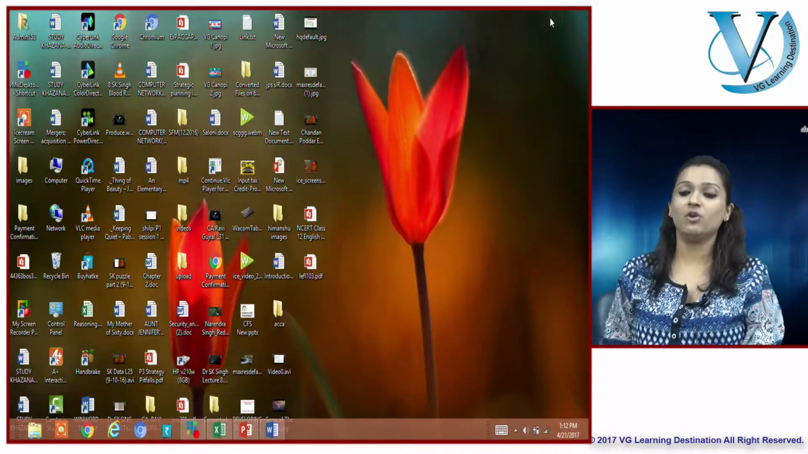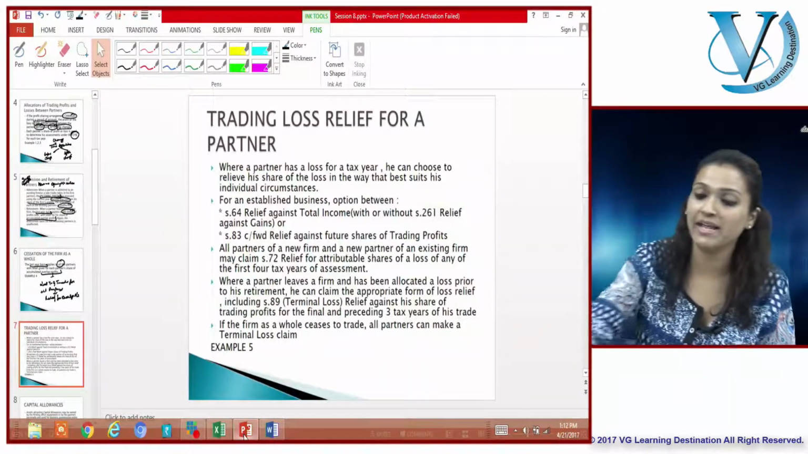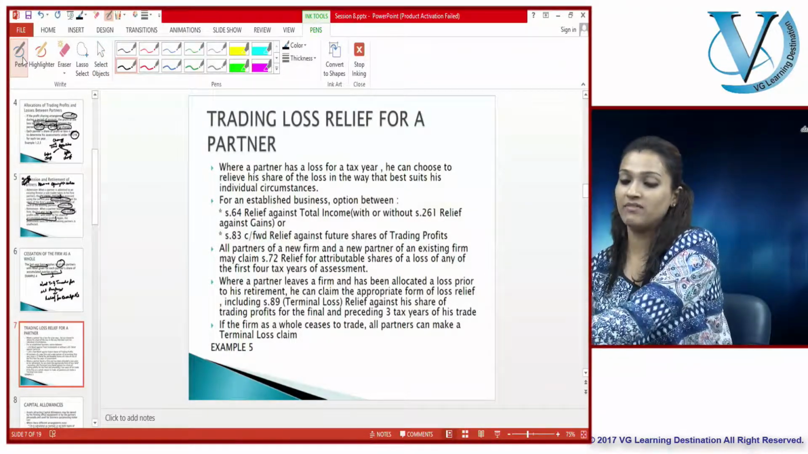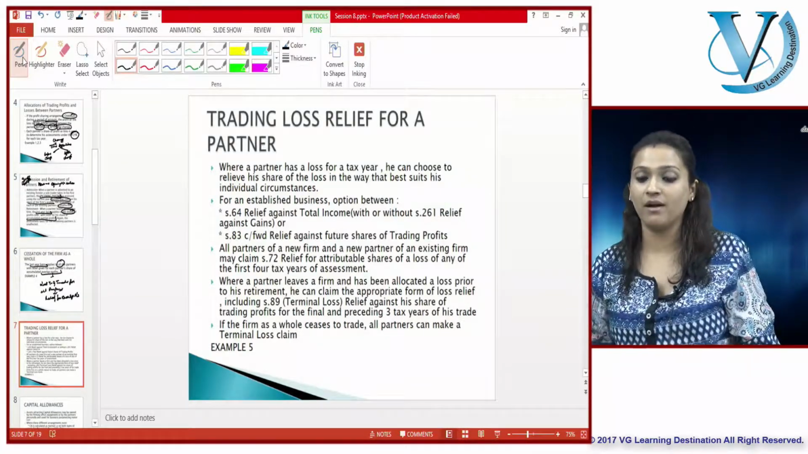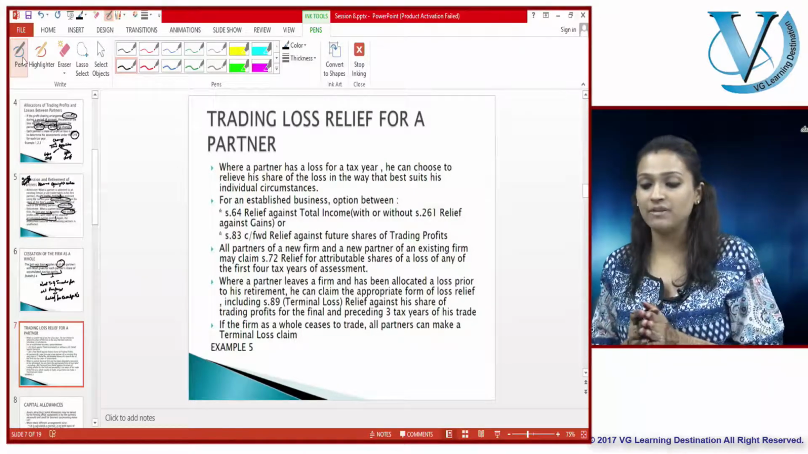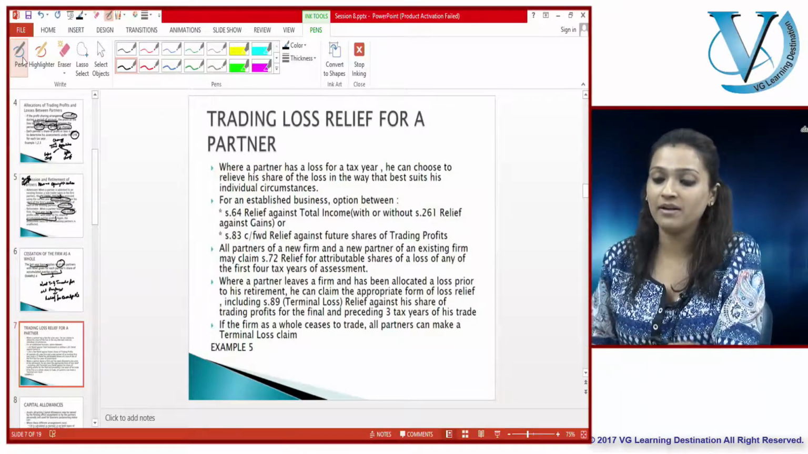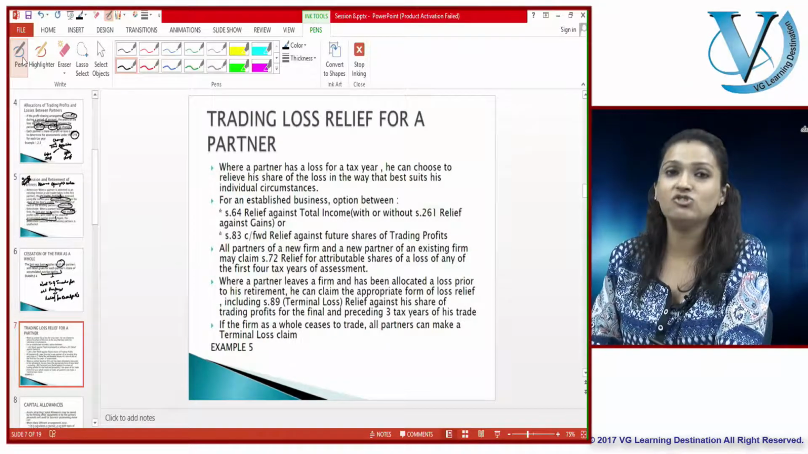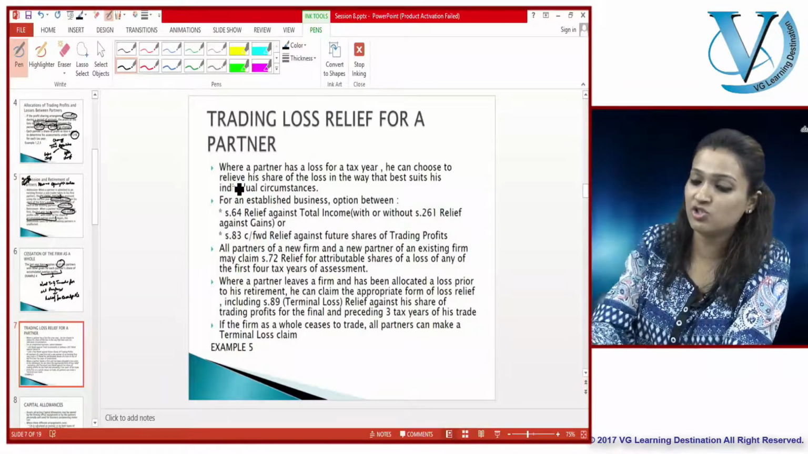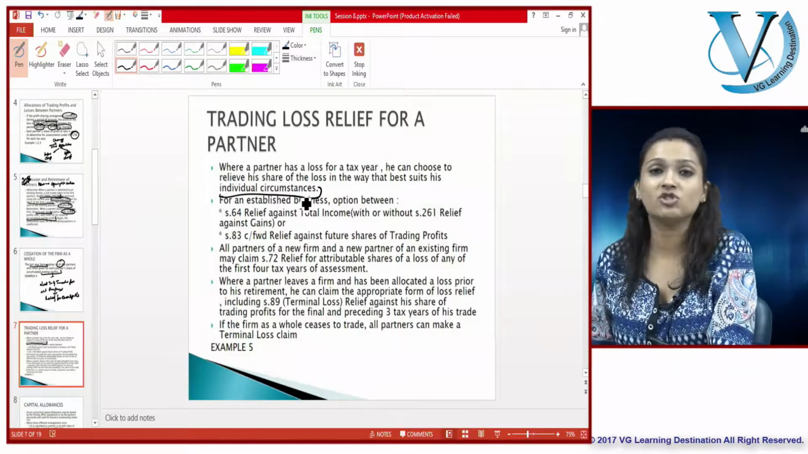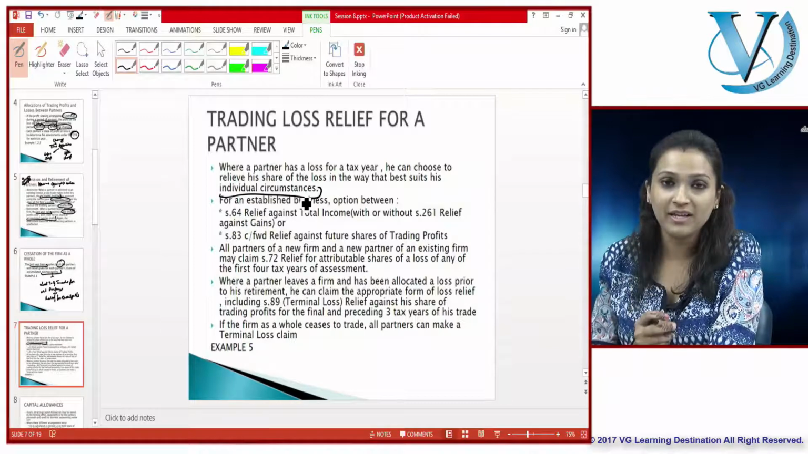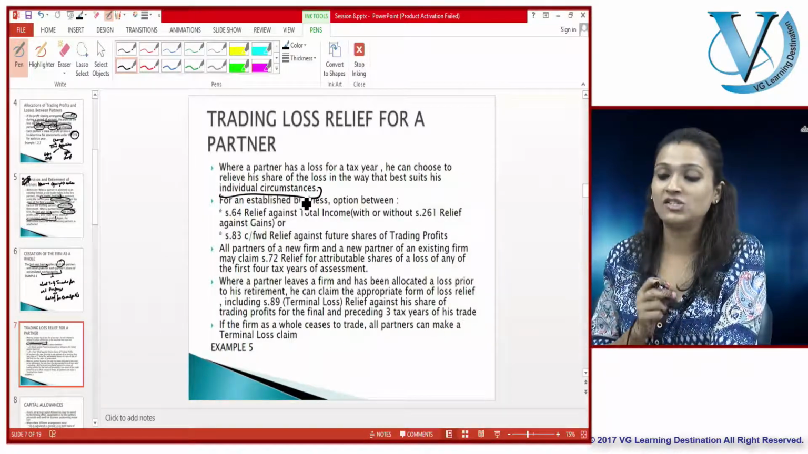Right. Now let's have a look at what happens when there is a trading loss relief for a partner, which basically means when you're giving away a loss relief for the partners. Remember, you had various reliefs which we had done in the previous session. So what happens for a trading loss relief? Where a partner has a loss for the tax year, he can choose to relieve his share of the loss in the way that best suits his individual circumstances. So you have a choice out of the various relief options that is available.